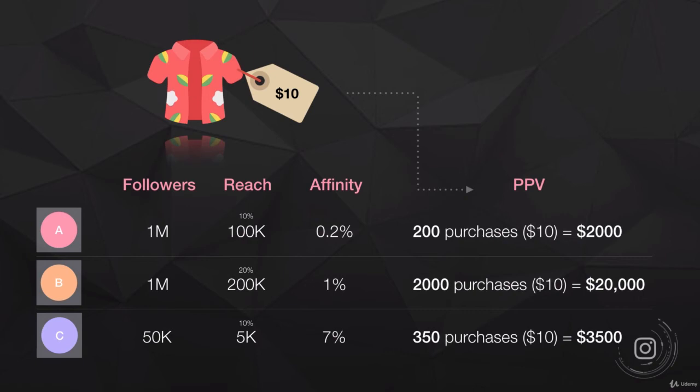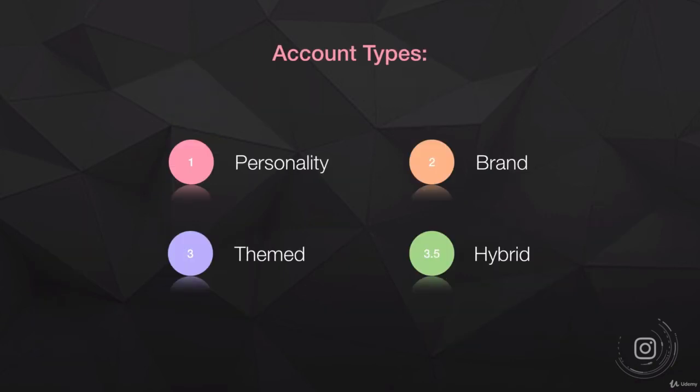5,000 people see it. But if you've worked really hard on affinity, which you can do through building a hybrid account, you can actually get an affinity up to 10%. And so for this example, we've used 7%, which means we'd have 350 purchases, and we'd make $3,500 from selling this one t-shirt in one of our posts, which means we've actually outperformed the account with 1 million followers. So this is why it's important to make sure we choose the right account type for us.